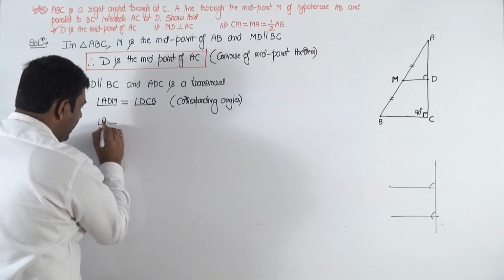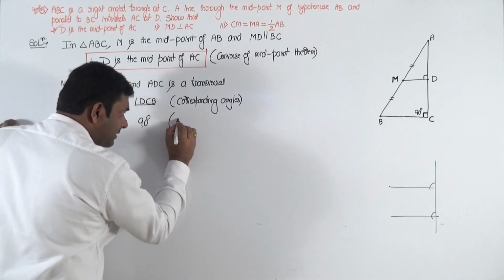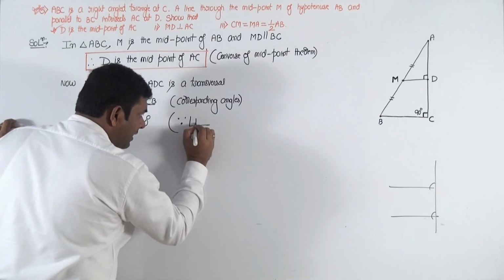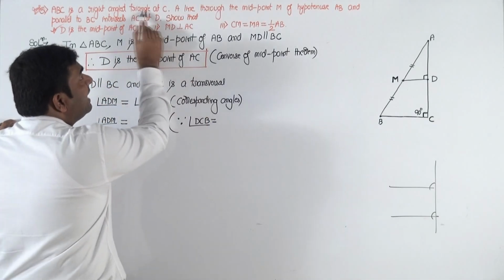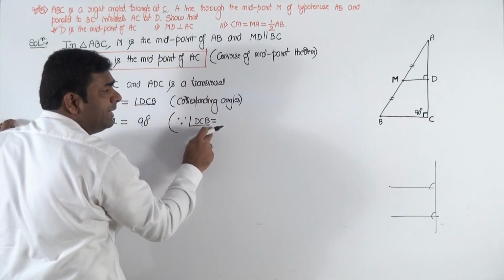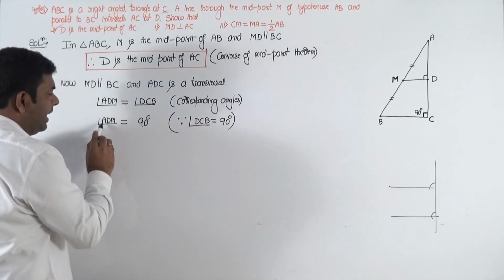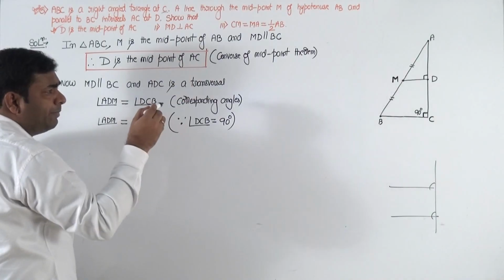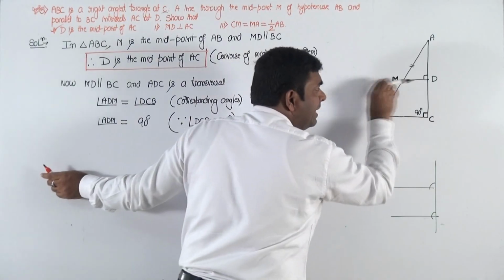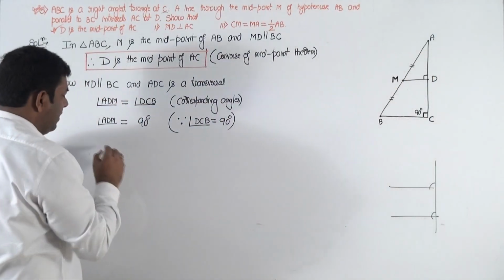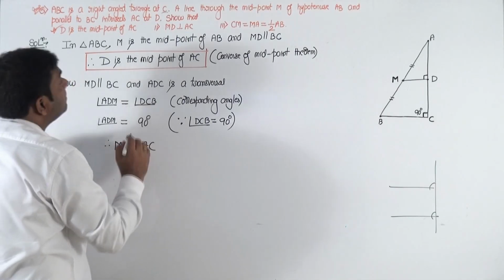So therefore ADM is equal to 90 degrees, since angle DCB is equal to 90 degrees, that is, right angle at C is given. So DCB is 90 degrees. Therefore ADM is 90 degrees. What does ADM being 90 degrees mean? MD is perpendicular to AC. Therefore MD is perpendicular to AC.